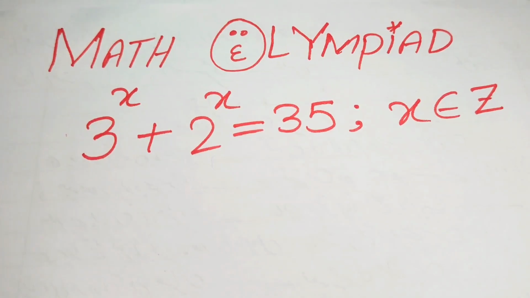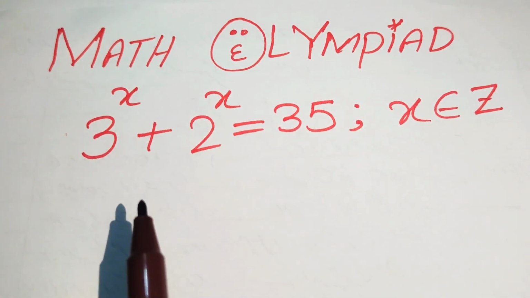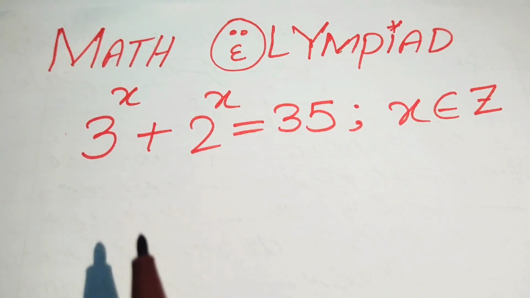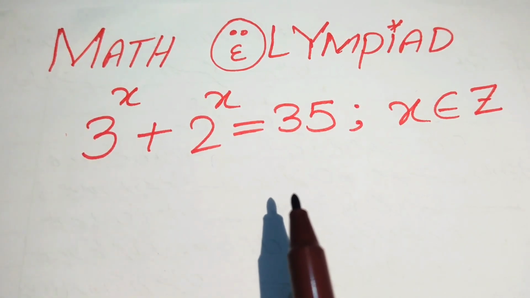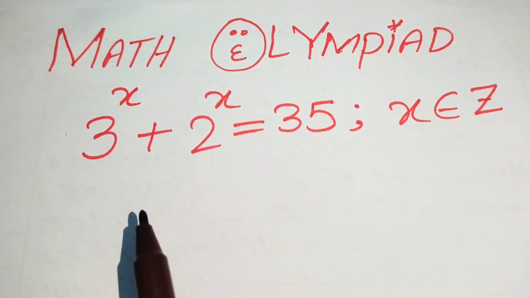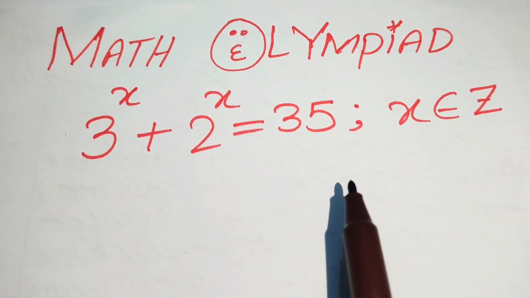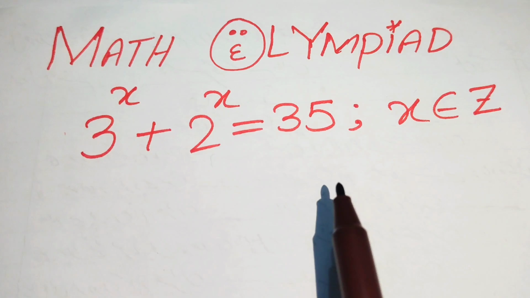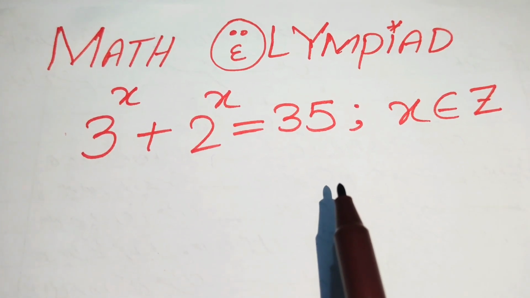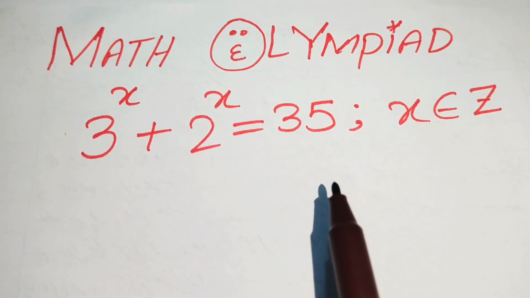Hello everyone, welcome to solve this math Olympiad algebra problem, and here we have 3 to the power of x plus 2 to the power of x equals 35, and we solve this problem for the values of x. So here you remember one thing is that our x must be an integer. Okay, so we solve this problem for the integer values.